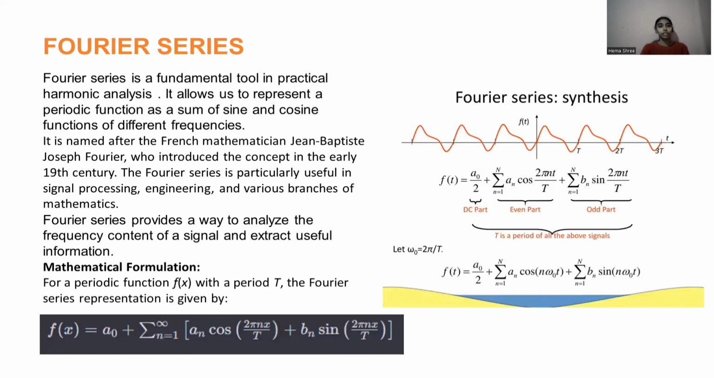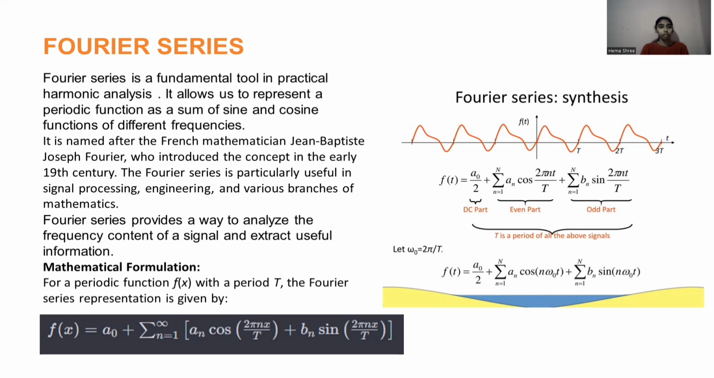Fourier series. The Fourier series is a fundamental tool in practical harmonic analysis. It allows us to represent a periodic function as a sum of sine and cosine functions of different frequencies. It is named after the French mathematician Joseph Fourier, who introduced the concept in the early 19th century. The Fourier series is particularly used in signal processing, engineering, and various branches of mathematics. It provides a way to analyze the frequency content of a signal and extract useful information.